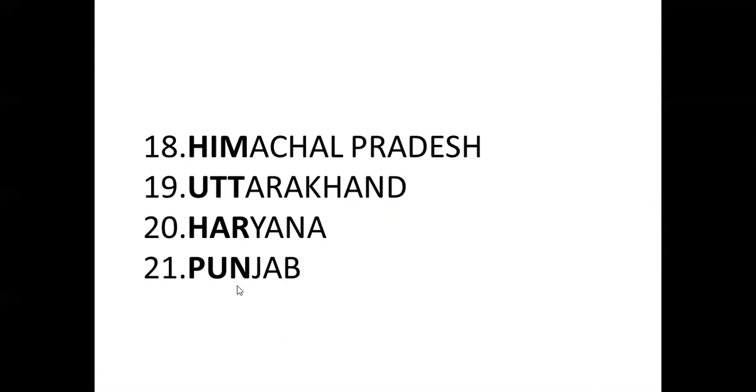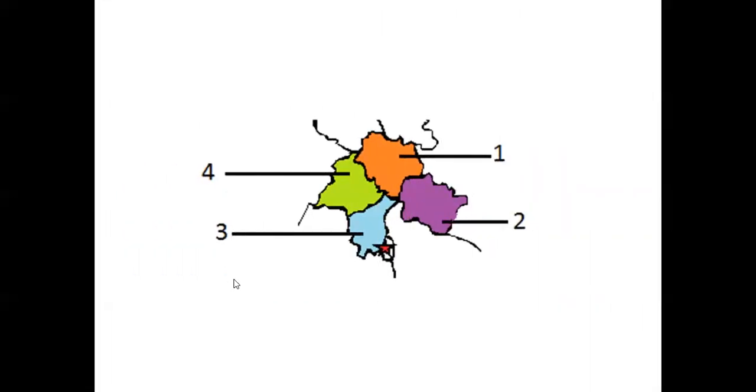How I teach my students to remember that easily is just memorize the first syllable. That is, Himachal Pradesh, you memorize it as "Him". Him, ut, har, pan. You understand now? You just have to memorize this, Him, ut, har, pan, so that you put it back in the map. So the first one is Him. The second one is ut. Third one is har. Fourth one is pan.